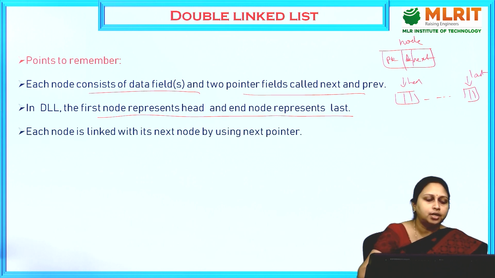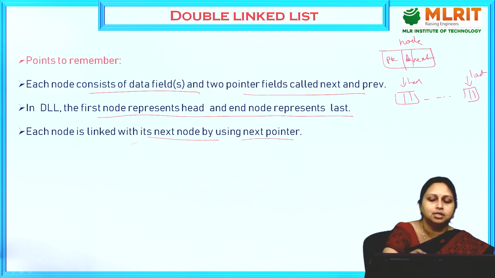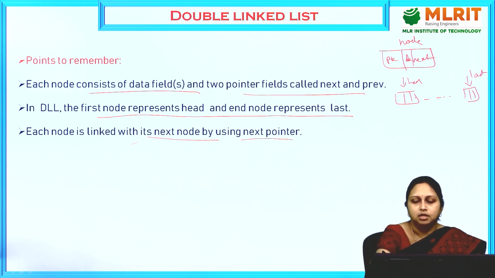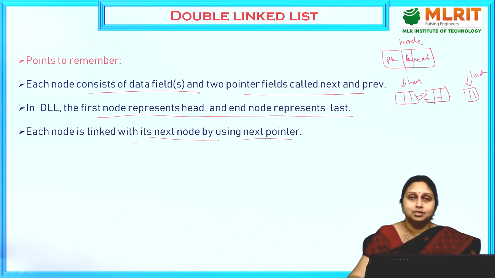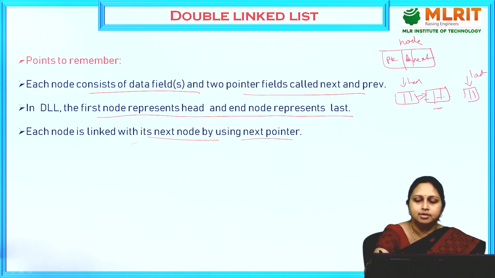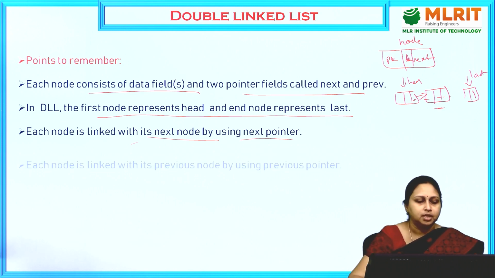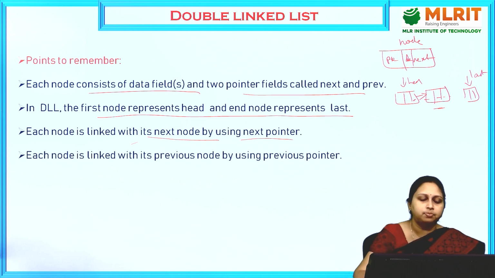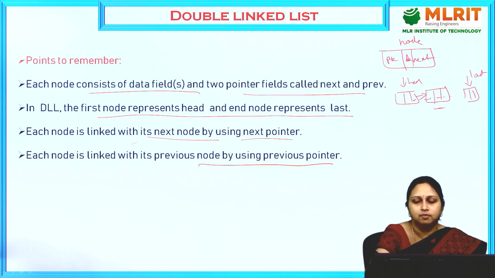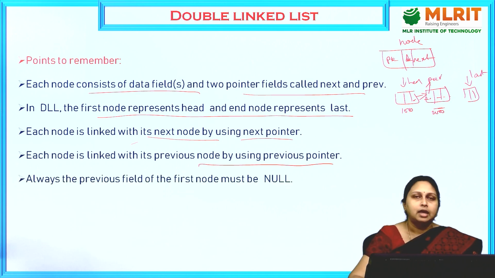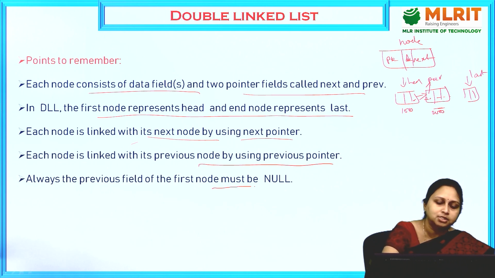Next, each node is linked with its next node by using the next pointer. That means if I have another node, it is connected by using the next pointer, right? This address is going to be stored here. Next, each node in the linked list is linked with its previous node by using the previous pointer. Whatever address you have, the previous node address will be stored at this point. This is the previous node address. In this place it will be stored. Always the previous field of the first node must be null.